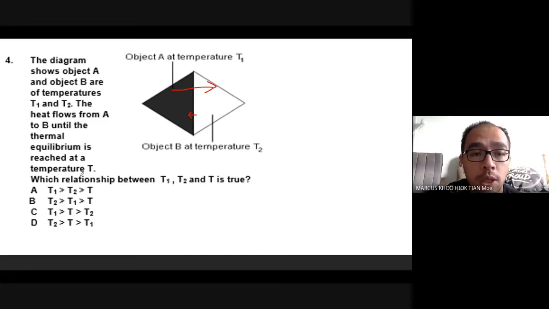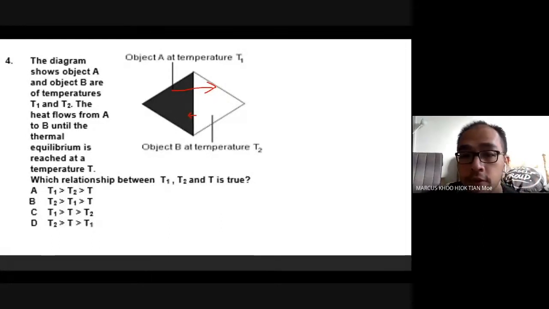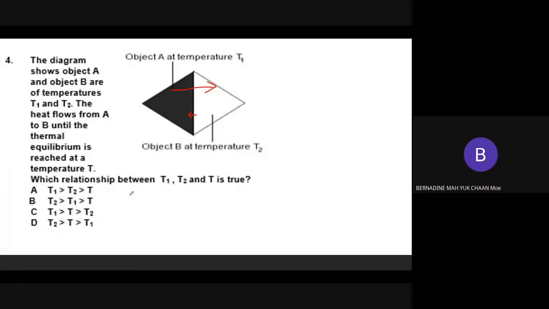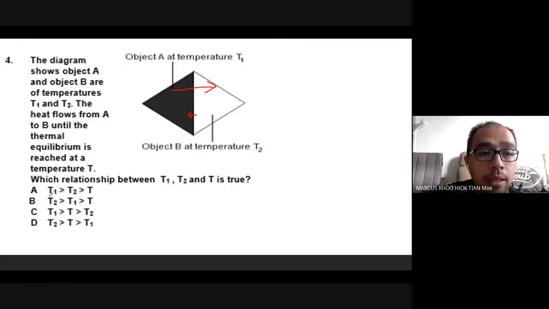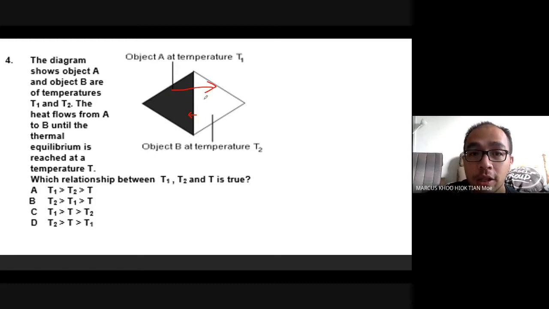Which relationship between T1, T2, and T, which is the thermal equilibrium, is true? Can I have Bernadine for this, please? A. T1 is more than T2 is more than T. Huh, are you sure? If T2 is more than T, T1 is more than T2 is easy. This one is hotter than this one.